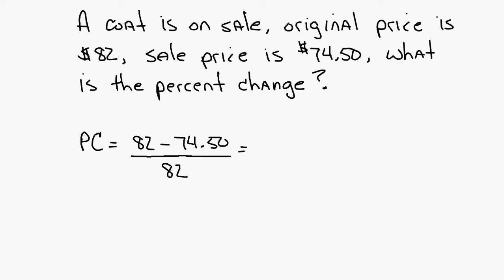So in your calculator, you got 82 minus 74.5 equals 7.50. So $7.50 is your amount of change. You're going to divide that by 82. So now, the 7.5 is still sitting in your calculator. Just push divided by 82 and hit equals. Your calculator says 0.09, right? 0.09.